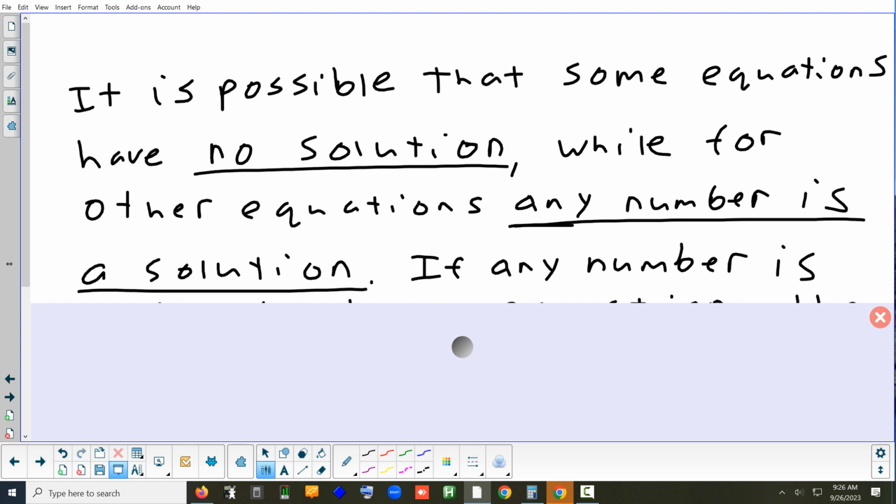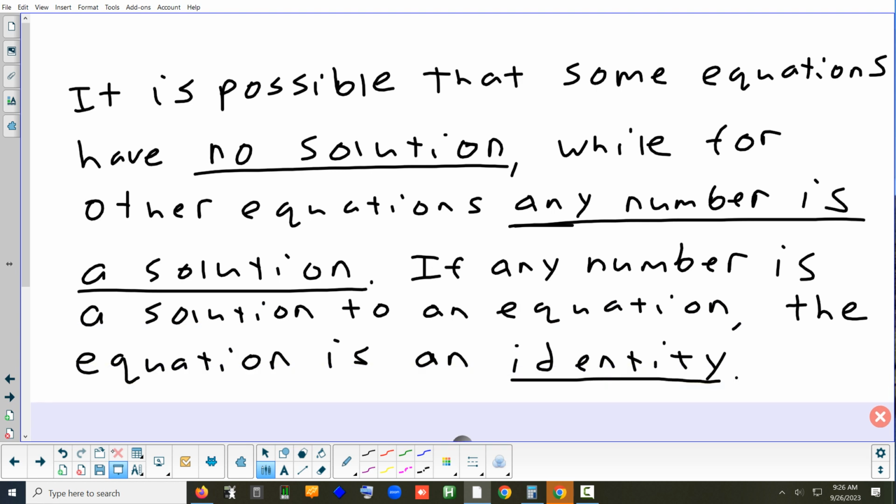Now, if you're solving an equation where any number is a solution, that type of equation has a special name. So where it says if any number is a solution to an equation, you want to fill in what I just underlined. That type of equation is called an identity. So an identity is an equation where every single number is a solution. You can't find a number that wouldn't work. Every single number works.